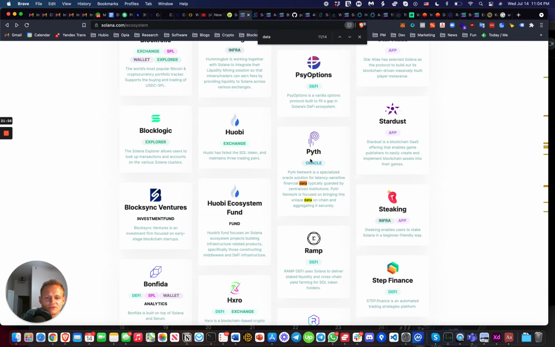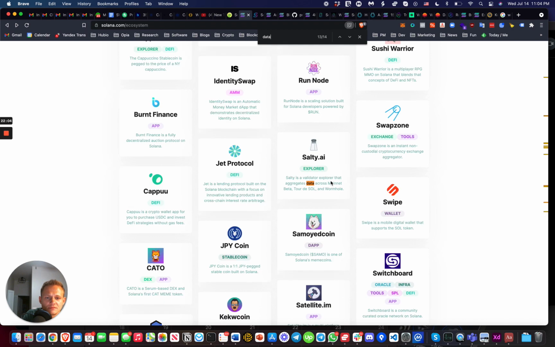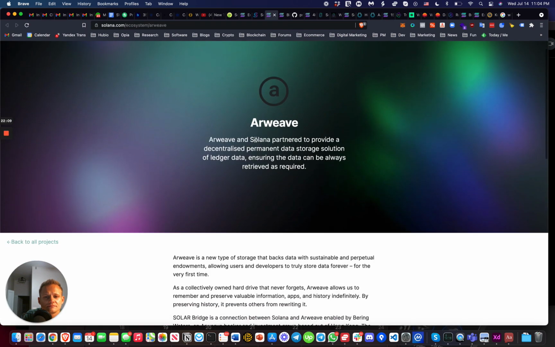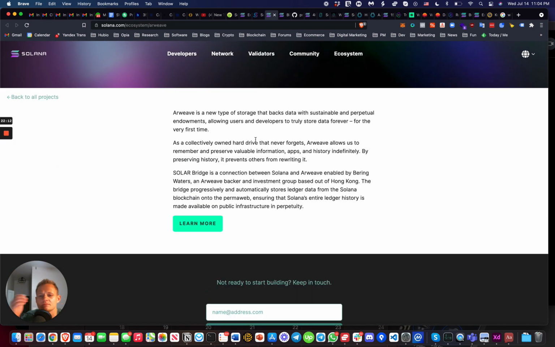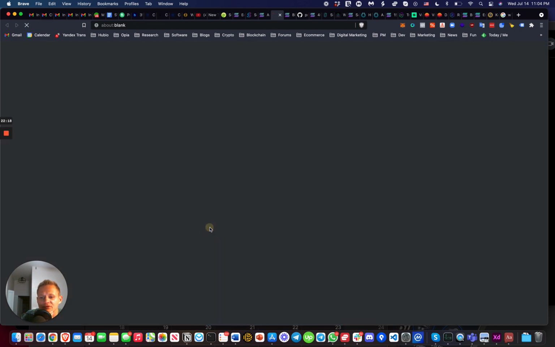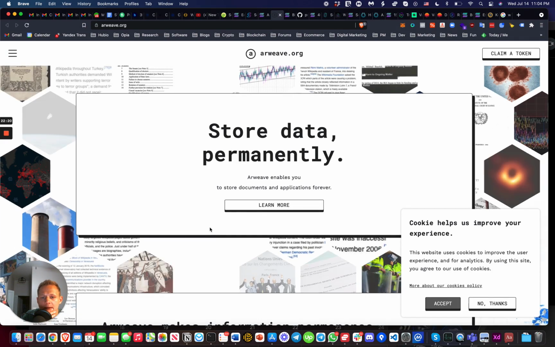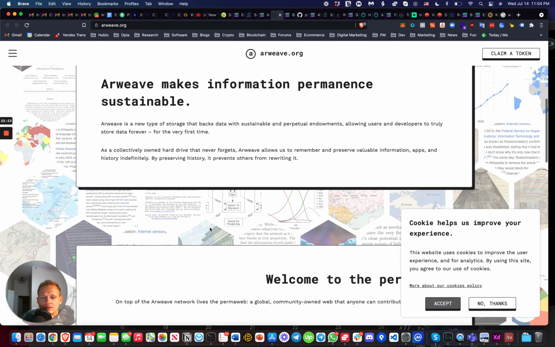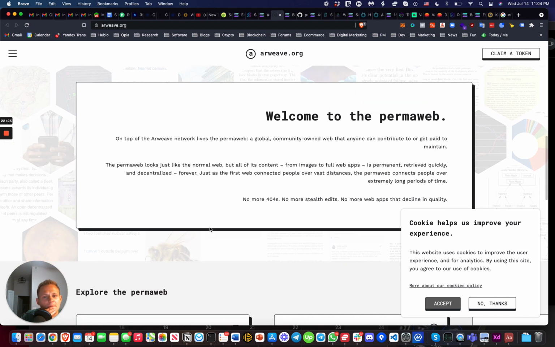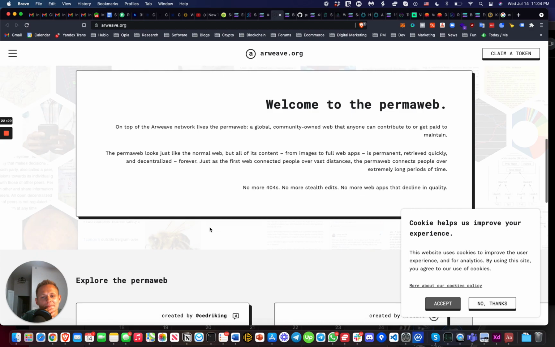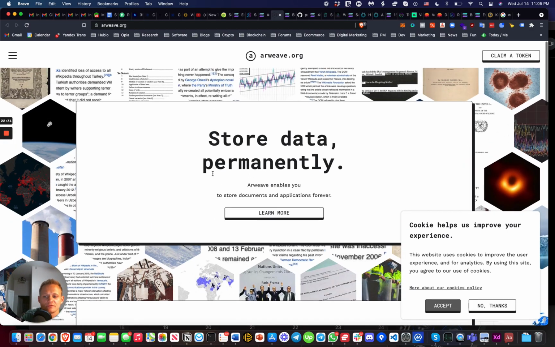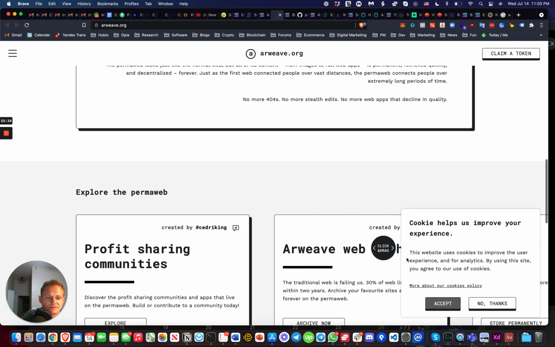Pyth Network, a specialized oracle solution for latency-sensitive financial data typically guarded by centralized institutions. This might be interesting for Swap actually. This is more for Swap.